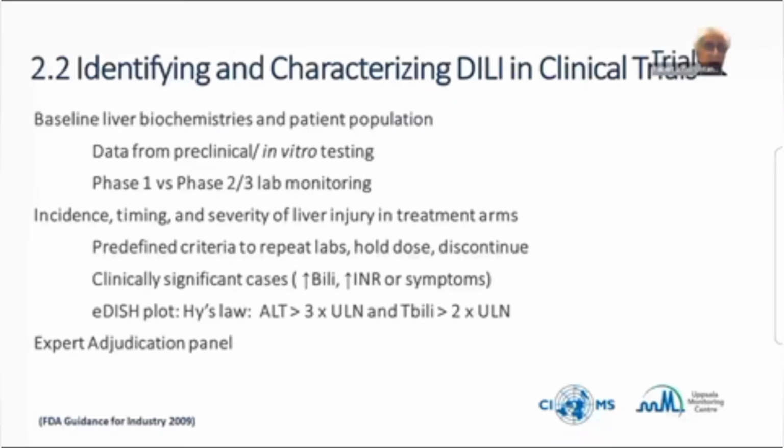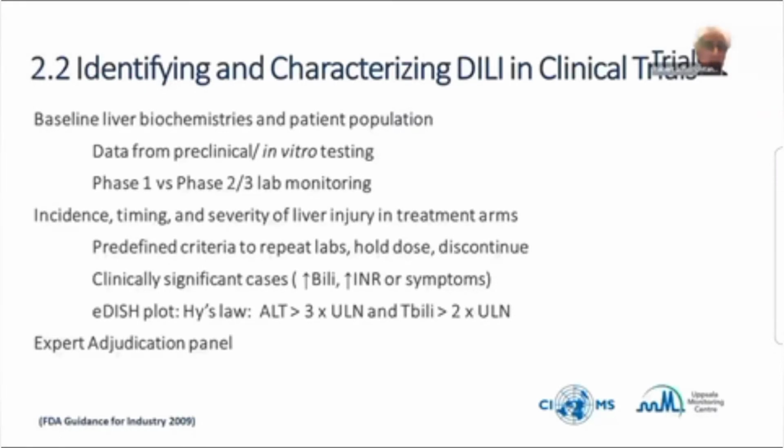Now, in analyzing the likelihood or the risk of DILI, one looks at the incidence, timing, and severity of these liver safety biomarkers in the various treatment arms. Certainly, if it's a placebo-controlled trial, it's very straightforward, or if there are multiple doses or an active comparator, it can become a little bit more complex. But nonetheless, per protocol, predefined laboratory criteria are set up in advance to determine when an investigator should repeat liver biochemistries, when they should consider holding a dose, or when they should permanently discontinue.